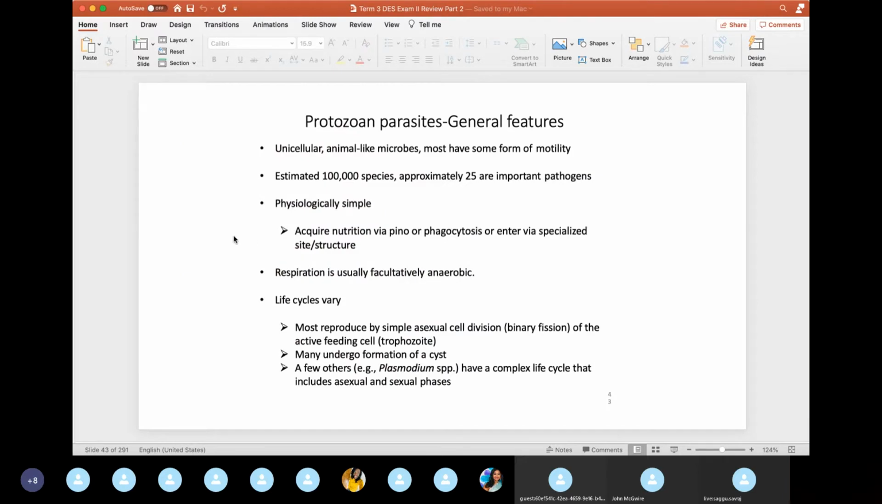Okay, protozoa, what are they? They're unicellular, animal-like microbes. Most reproduce asexually, by binary fission, or they actively feed on the cell via a trophozoite. A few others, like Plasmodium, which causes malaria, have a complex life cycle. They have asexual and sexual phases, but they are unicellular and animal-like microbes. Some of them have motility.